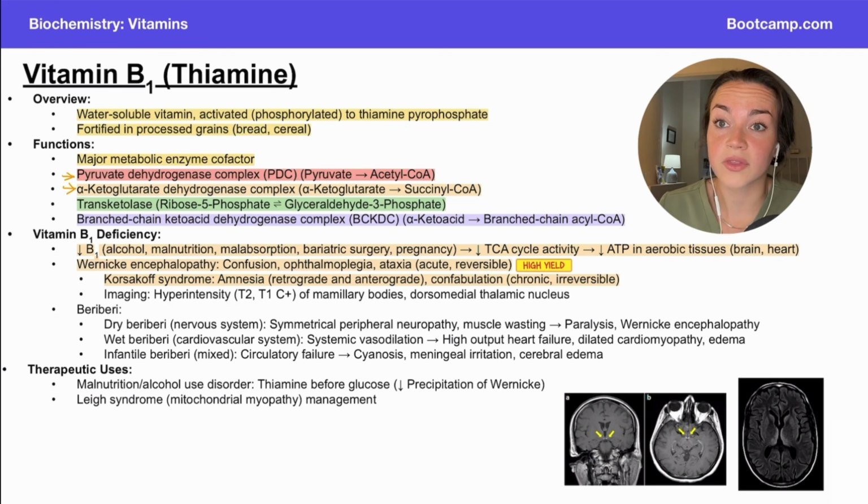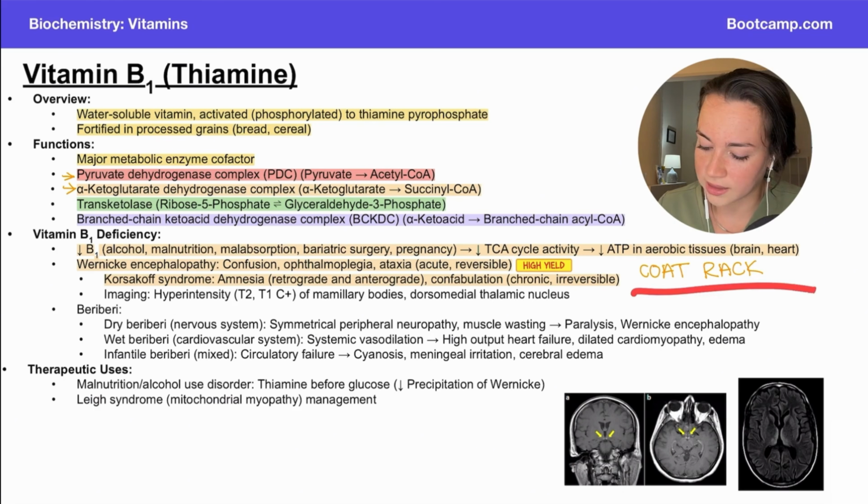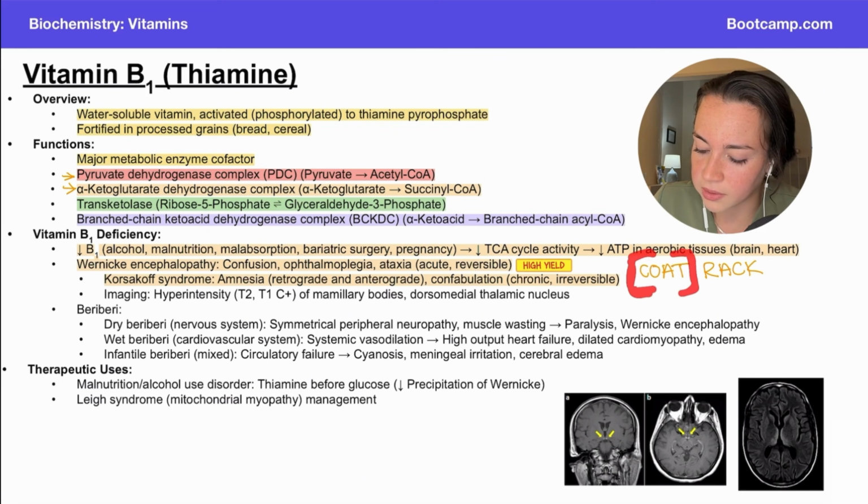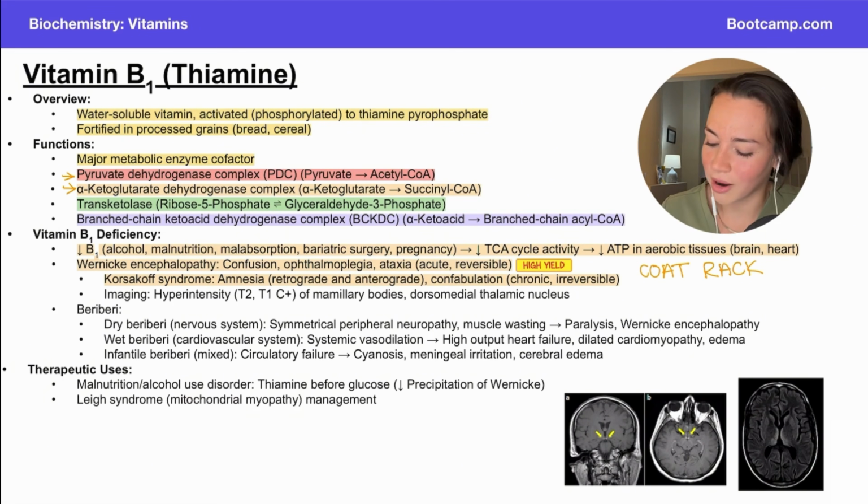The way to remember the clinical findings of Wernicke encephalopathy and then Korsakoff syndrome is with the mnemonic COAT RACK. So confusion, ophthalmoplegia, and ataxia are from a thiamine deficiency, and this is the Wernicke encephalopathy component. And then retrograde and anterograde amnesia, as well as confabulation, are for Korsakoff syndrome. I know the Wernicke part isn't in the mnemonic, so it's not perfect, but you get the idea.